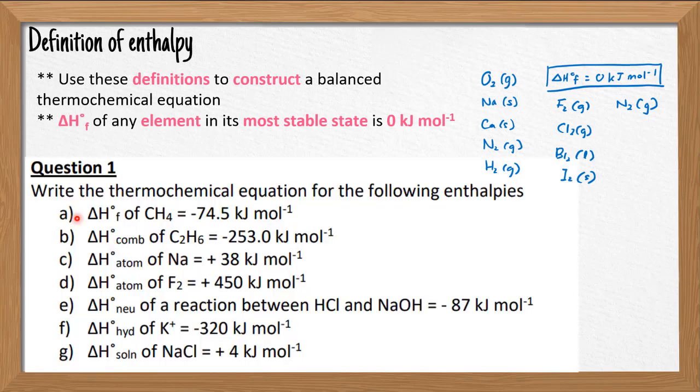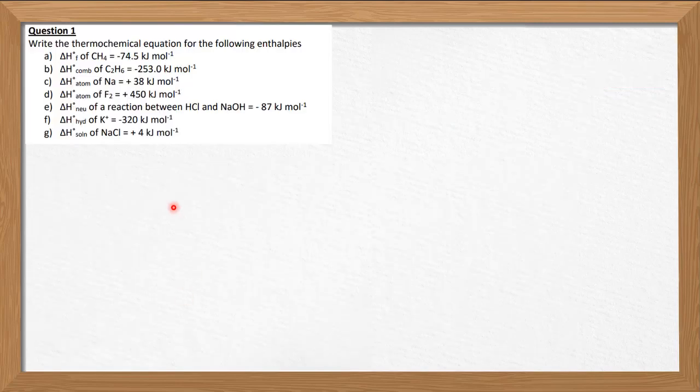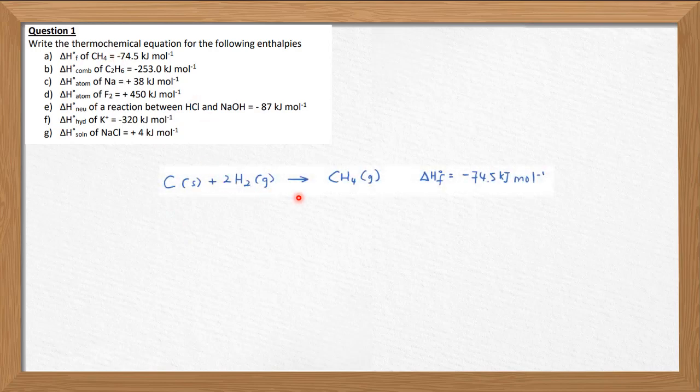Okay. Next, let's look at example question number 1. Write the thermochemical equations for the following enthalpy. We have formation, combustion, atomization, neutralization, hydration, and solution. So first of all, formation of CH4, you have a negative enthalpy. In this case, formation is the heat change when 1 mole of the compound is formed from its element under standard state, under standard condition.